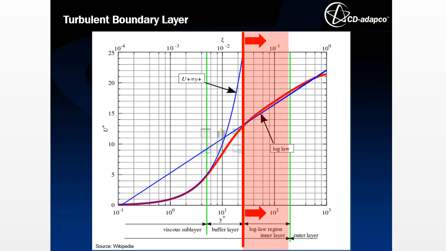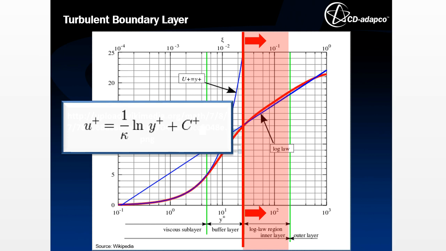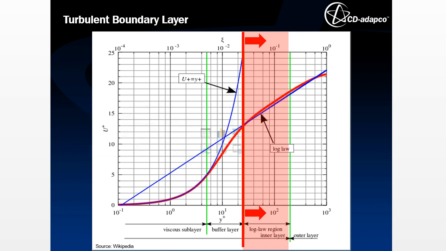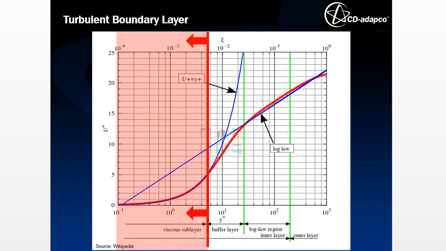The log law region can be found for y plus values above 30. The log law region is characterized by the validity of the logarithmic law of the wall. This is a self-similar solution for the velocity parallel to the wall, expressed here in form of the dimensionless velocity u plus. Kappa and c plus are constants. The log law is valid for high Reynolds number flows. Because of the logarithmic nature of this law, the dimensionless velocity u plus is frequently plotted with a logarithmic axis for the dimensionless wall distance y plus. The log law can be illustrated with a straight line.